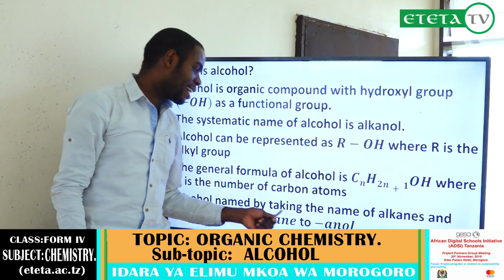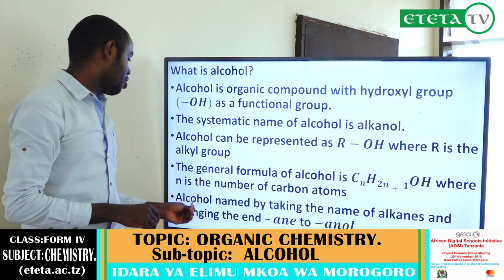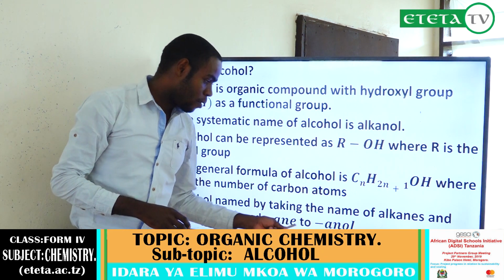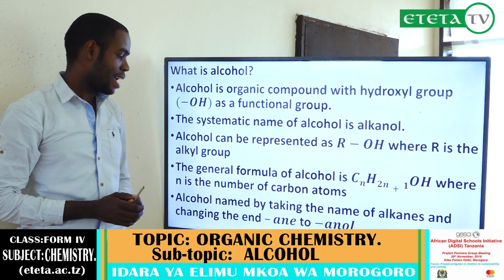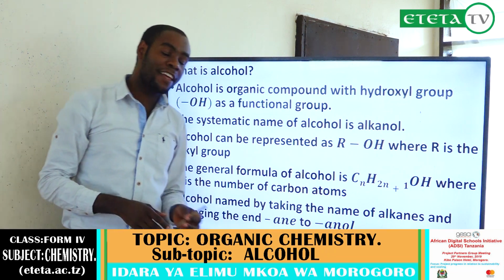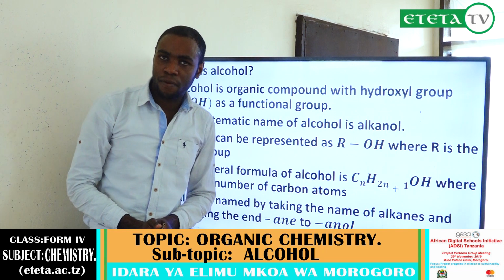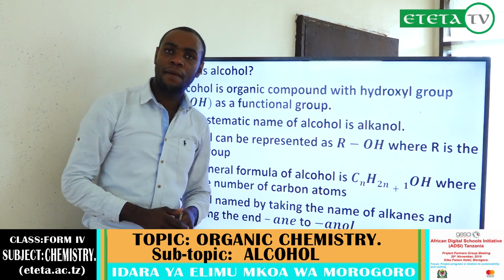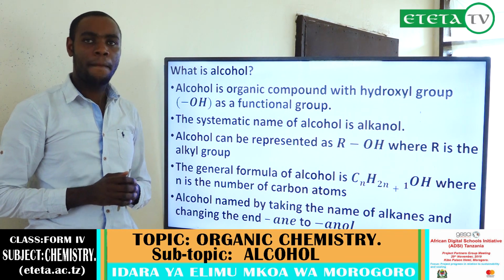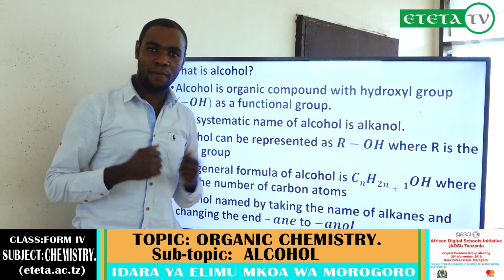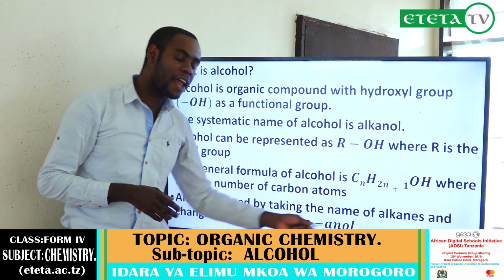Alcohol is named by taking the name of the alkane and changing the ending ane to anol. For example, methane, you say methanol. Ethane, you say ethanol. Propane, you say propanol. You change ane to anol.